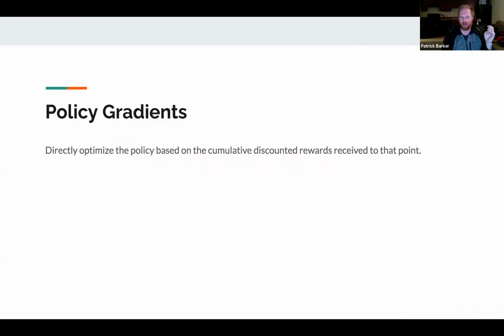Policy gradients are another really popular one. There's an algorithm called reinforce that was one of the original reinforcement learning algorithms. This is where you directly optimize the policy based on cumulative discounted rewards received at that point. So it's very similar to Q learning, except instead of looking at just the previous action, we're actually going to look at all the actions that have been taken to that point. And we're also going to discount the later actions. So we're going to weight more heavily the earlier actions. And that's just because the actions that you take earlier in a chain of actions often have more impact than the later actions you take.